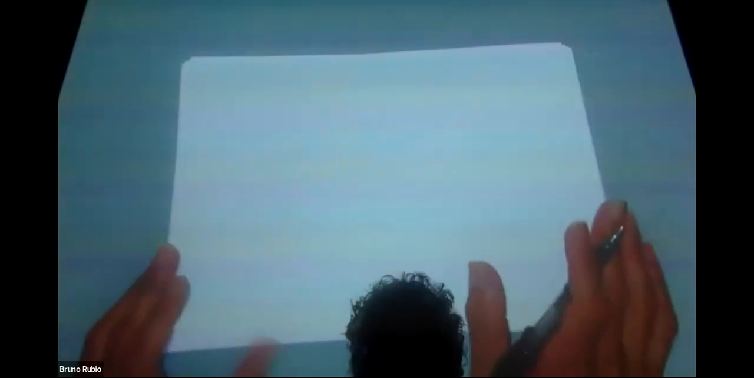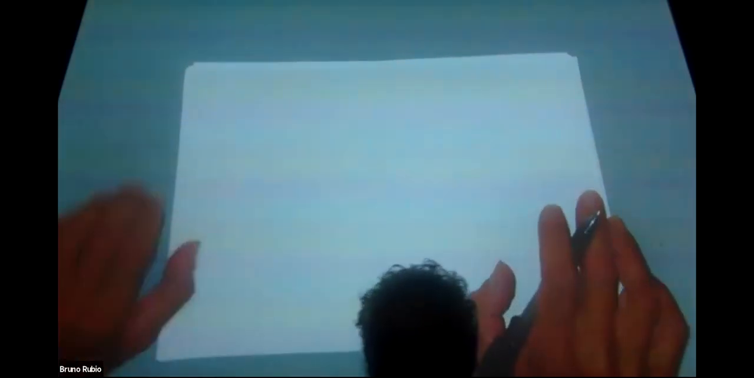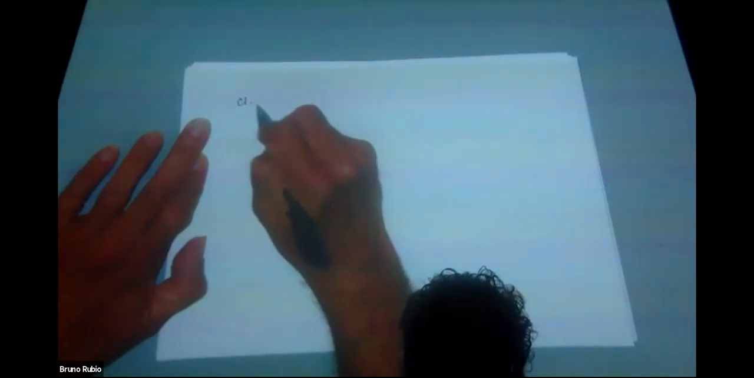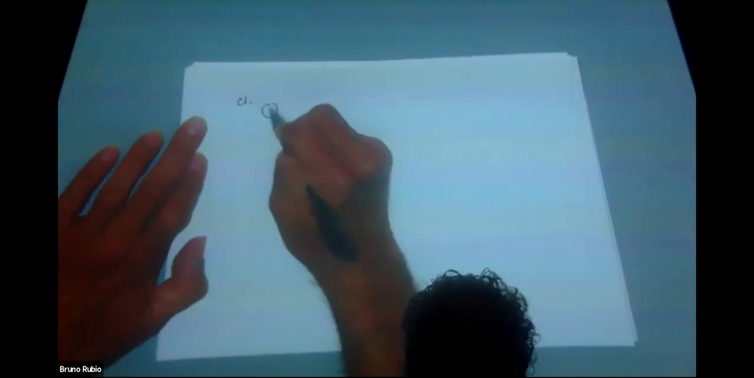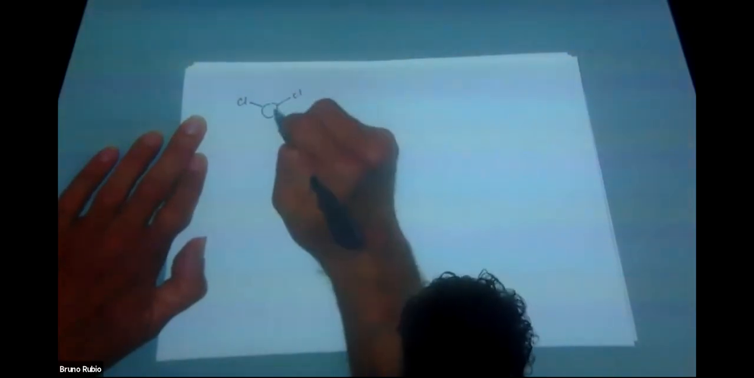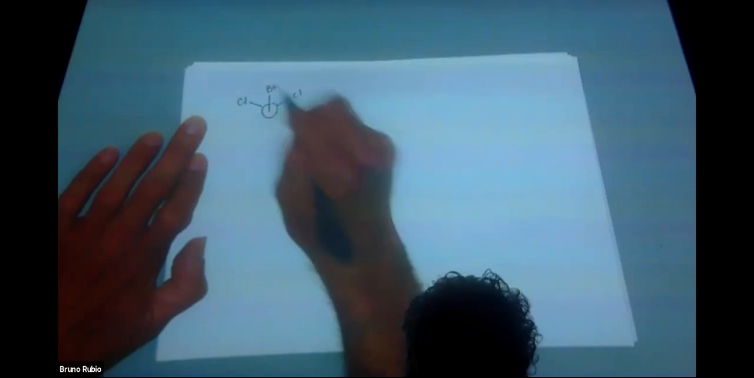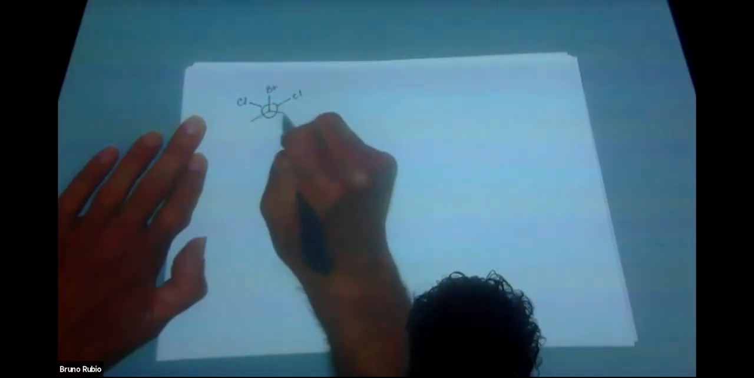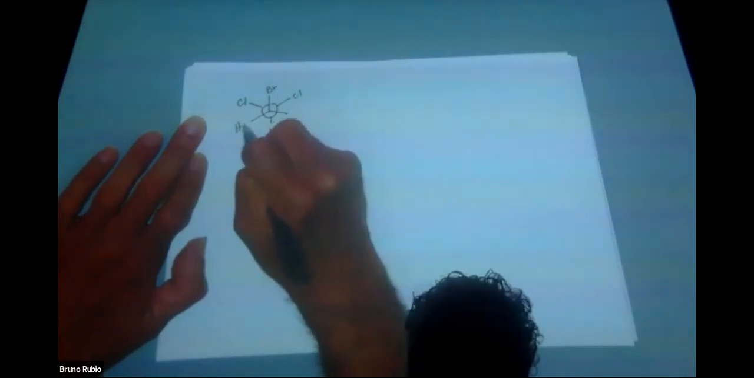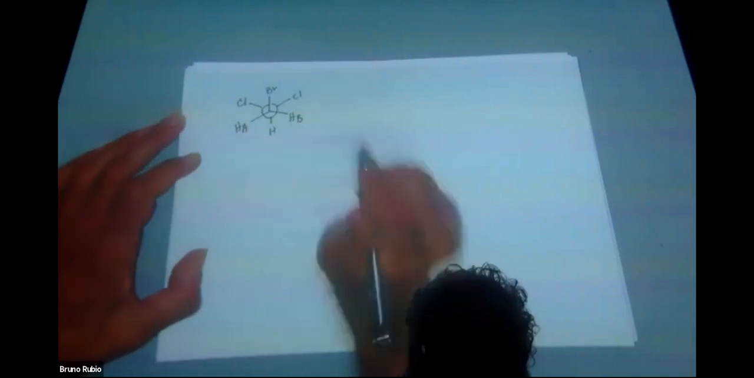Now let's look at our next proposition, and that is the equivalence of the 2 protons of a CH2 group. That means more Newman projections. So now I'm going to go to another molecule, and I'm going to call this one HA, and I'm going to call this one HB.